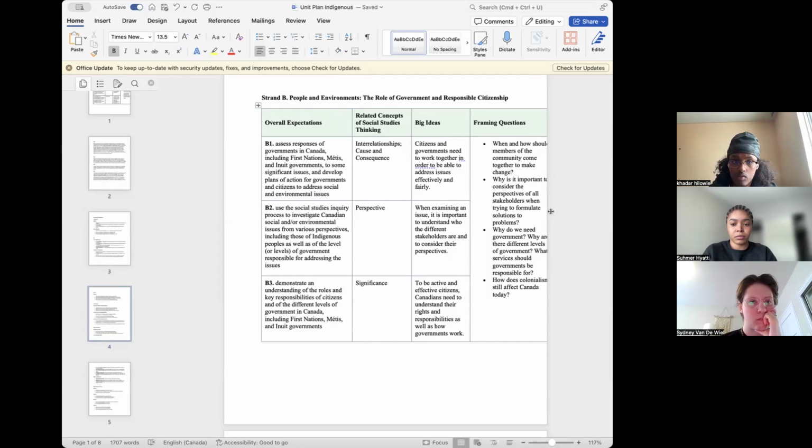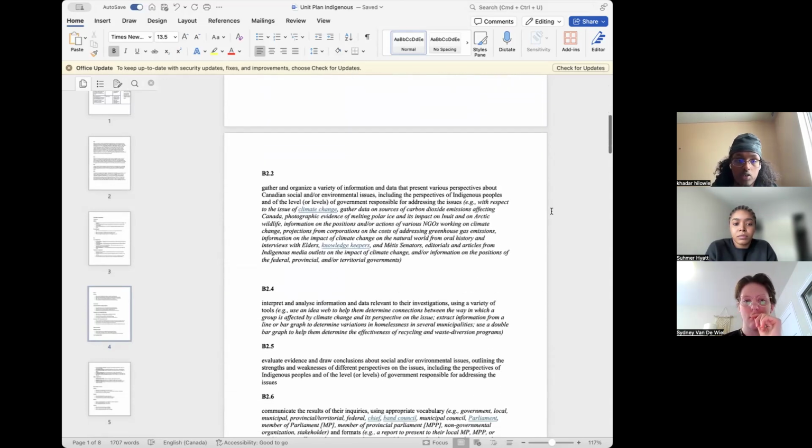Related, we're going to be looking at relationships, cause and consequence, perspectives, and significance, the big ideas. Citizens and governments need to work together in order to address issues effectively and fairly. When examining an issue, it is important to understand who the different stakeholders are and consider their perspectives. To be active and effective citizens, Canadians need to understand their rights and responsibilities as well as how the government works.